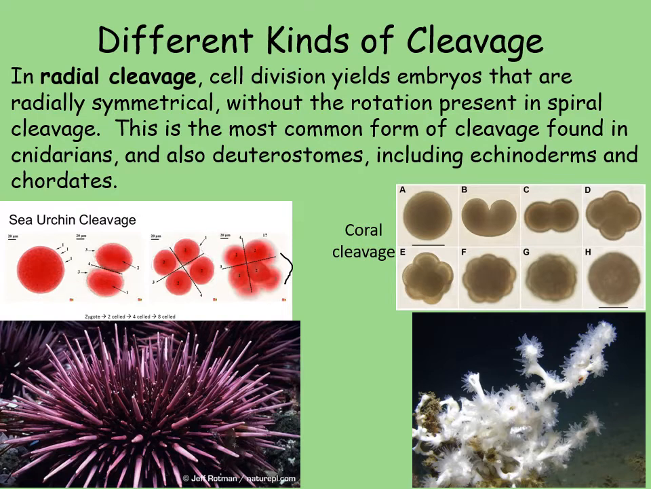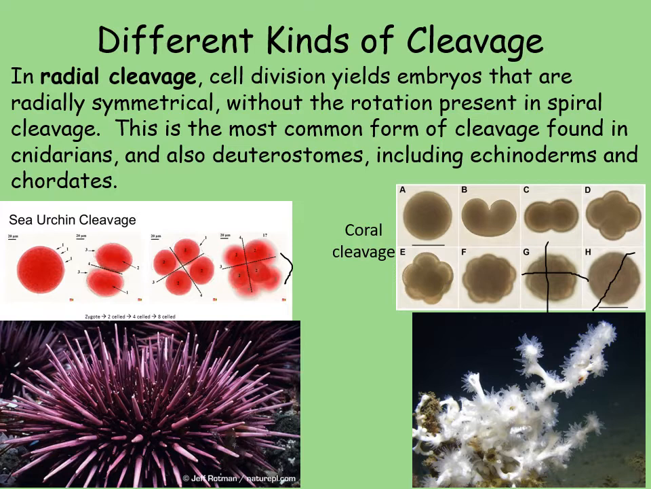On the right, this is cleavage in a coral. You can see the nice, equal orientation of the cells as they go through cleavage, and you end up with a nice round radially symmetrical embryo. So you can slice it any which way. It does not have front-back orientation or anything like that.